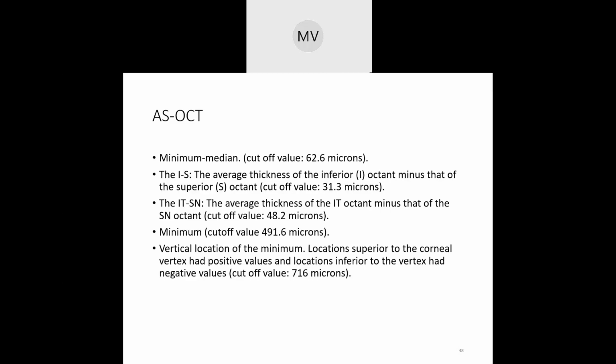The minimum cutoff value is 491.6 microns for keratoconus. If it is more than 491.6 microns, then the patient is normal, and if it is less than 491.6 microns, then the patient can be categorized under keratoconus. For the vertical location, locations superior to the corneal vertex had positive values, and locations inferior to the vertex had negative values, and the cutoff value is about 716 microns if we are considering the periphery.